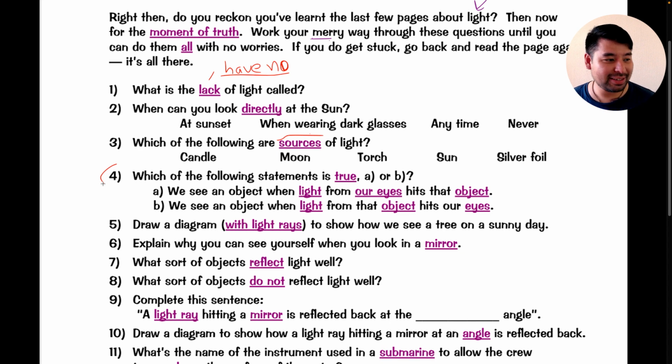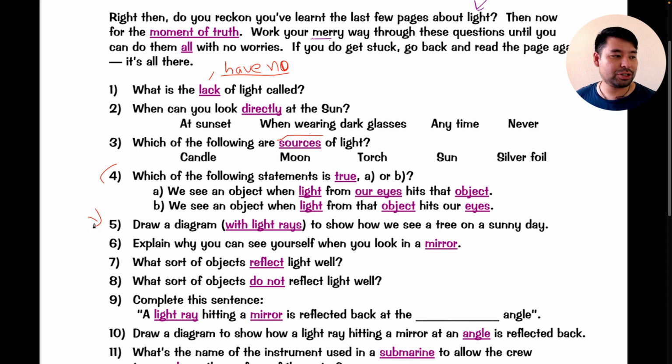But again, A and B, one is false, one is true. The first one: we see an object when light from our eyes hits that object. And: we see an object when light from that object hits our eyes. Be careful, because the direction of the light here is different in A and B. Okay, so be careful.